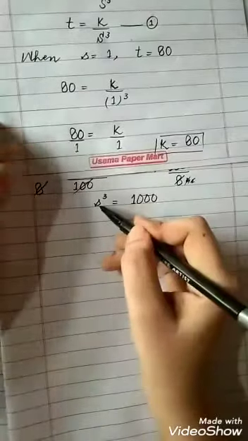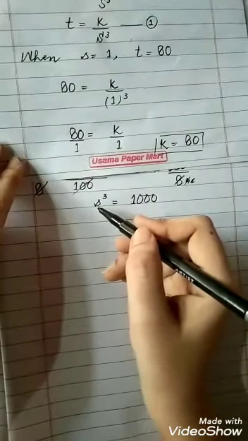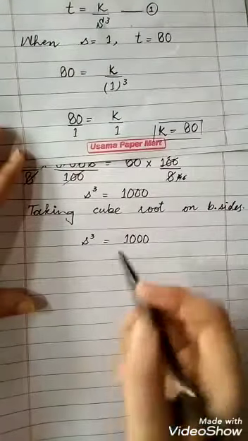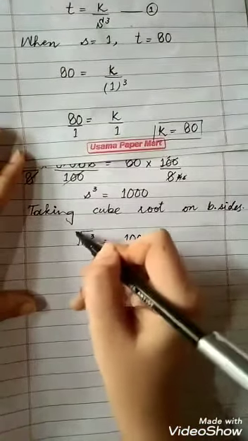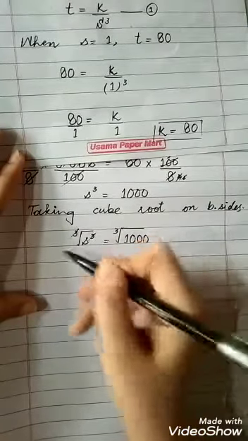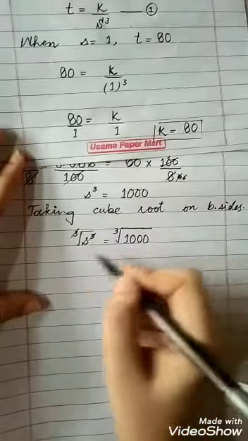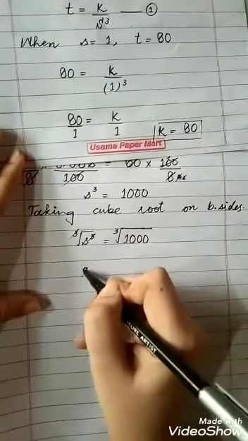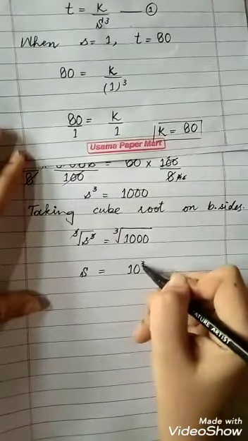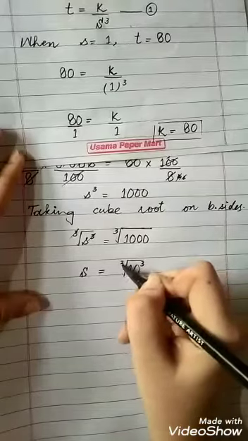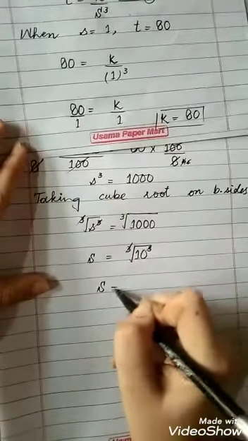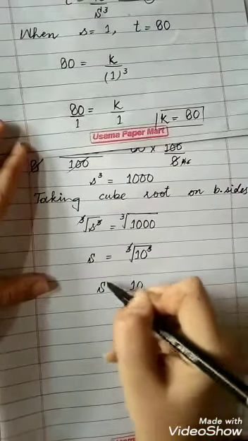After that we have to remove the cube as well. So we will take the cube root on both sides. Taking cube root on both sides, the cube root is cancelled. And what is the cube root of 1000, students? You know, it's 10 cube, 10 power 3. Both will be cancelled. In this way we got the value of s is equal to 10.